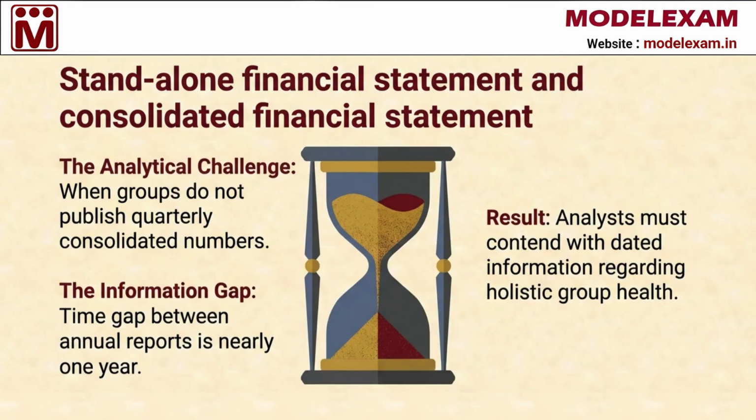This creates an analytical challenge. When groups do not publish quarterly consolidated numbers, there is a massive information gap. The time gap between two annual reports is nearly 1 year. As a result, analysts must often contend with dated information regarding the holistic health of the group until the next annual report is released.